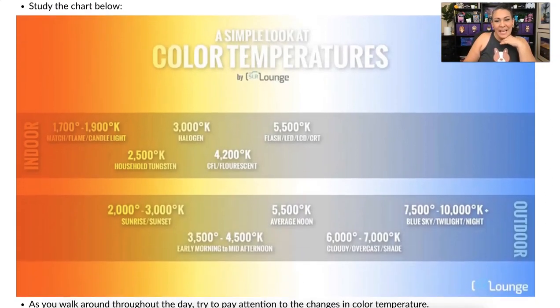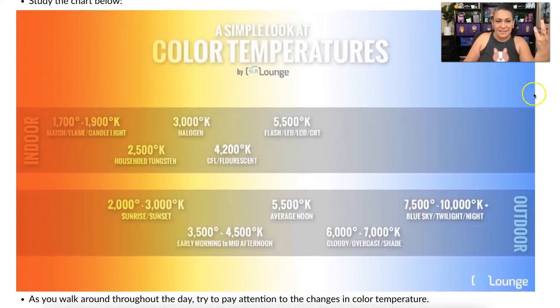Okay. And some of this is a little obvious, right? So over here we have match, flame, candlelight. We know that that's a really orange looking color. And then over here we have blue sky, twilight, night. So, when the sun has gone down and you're getting that dusk time, everything kind of looks bluish, or the blue hour. Those ones are kind of obvious, but there's also a whole range right in between.